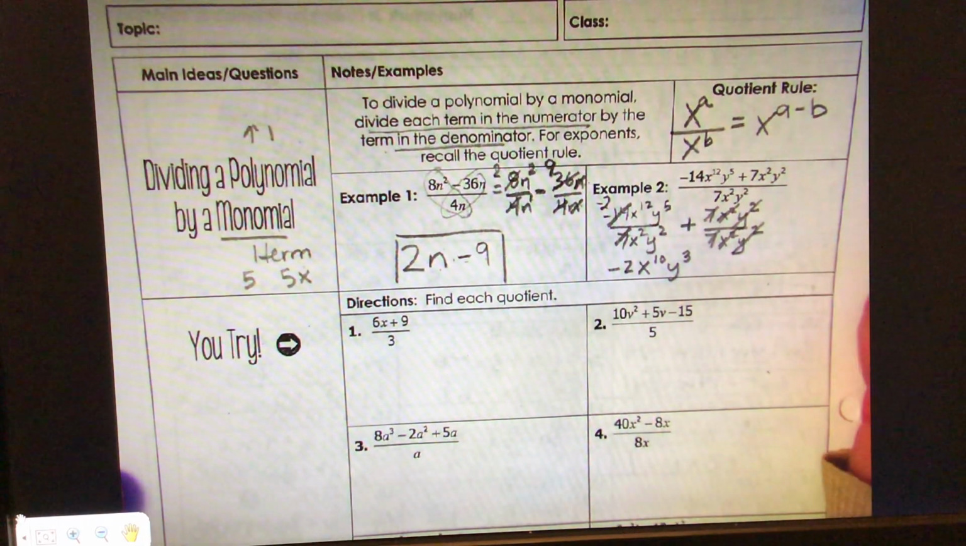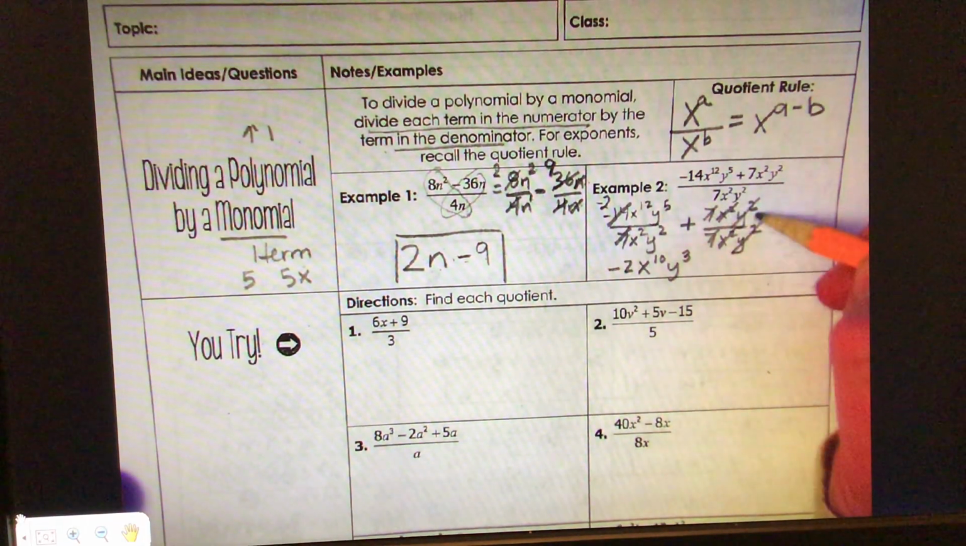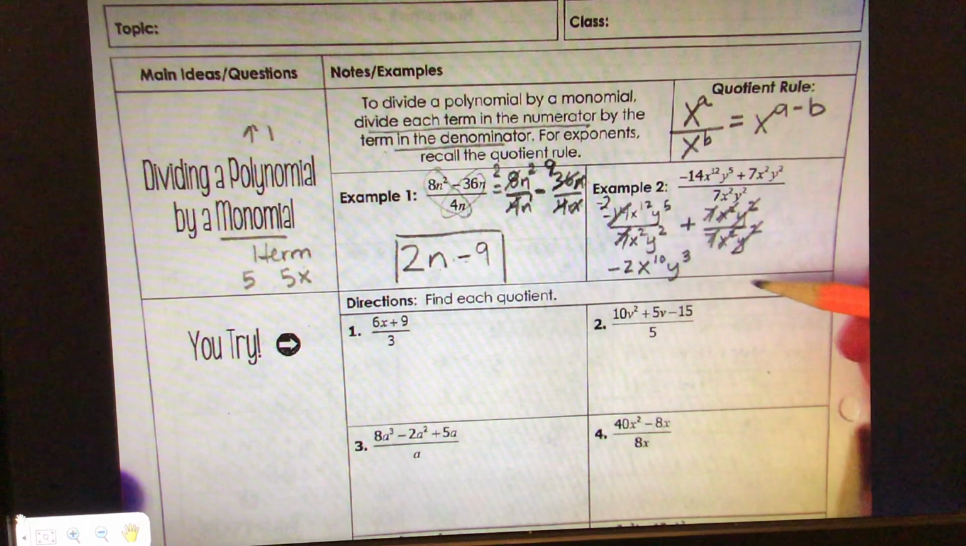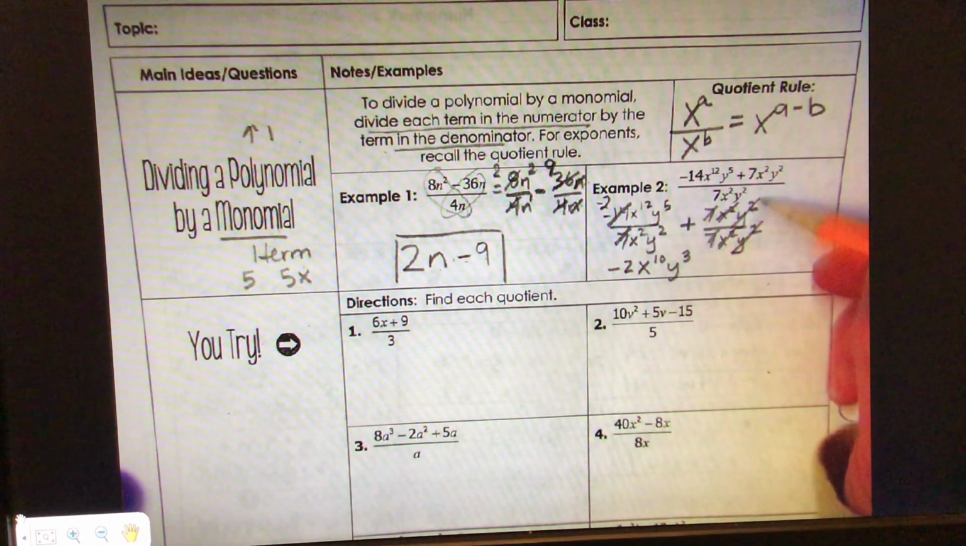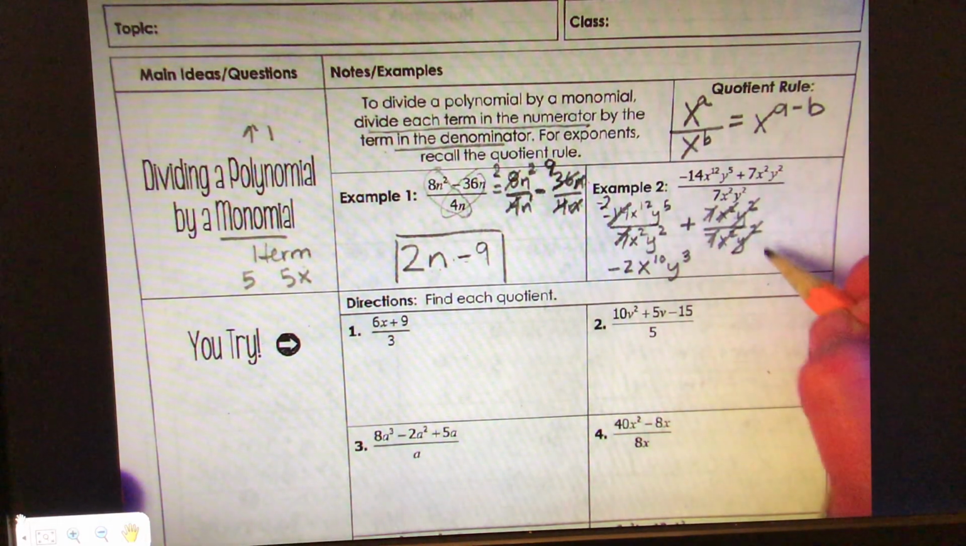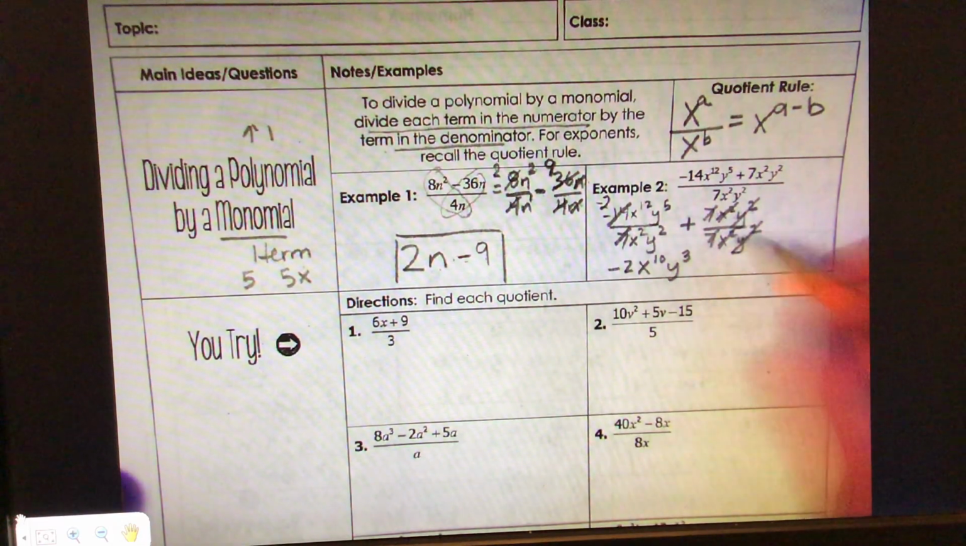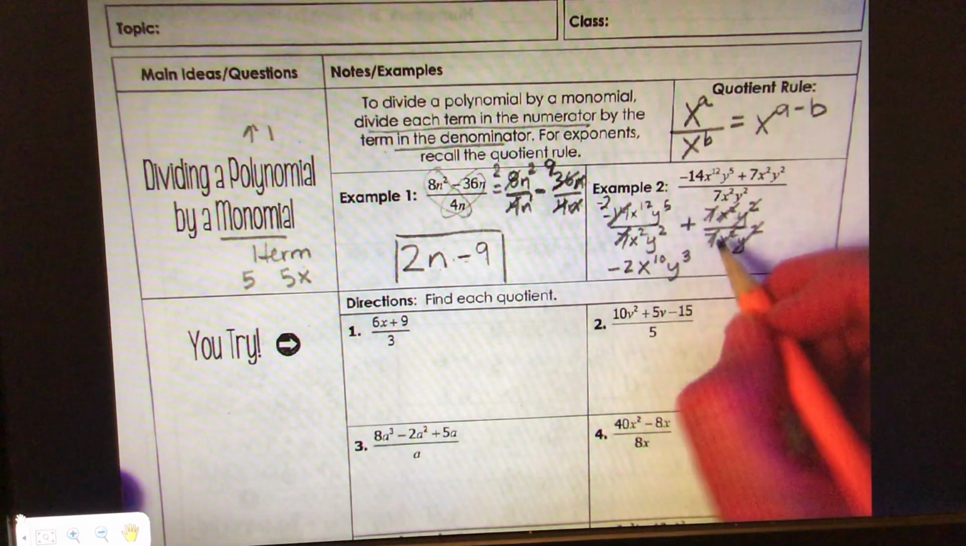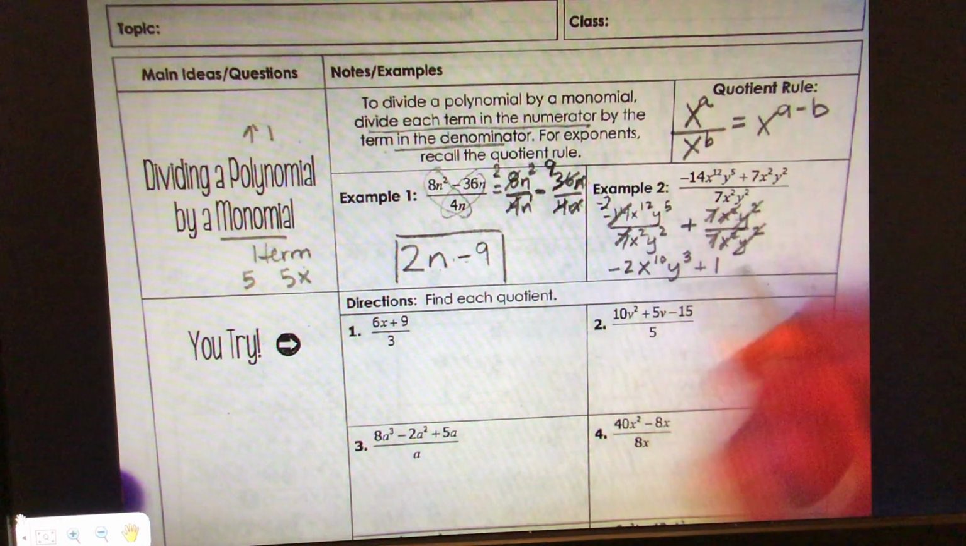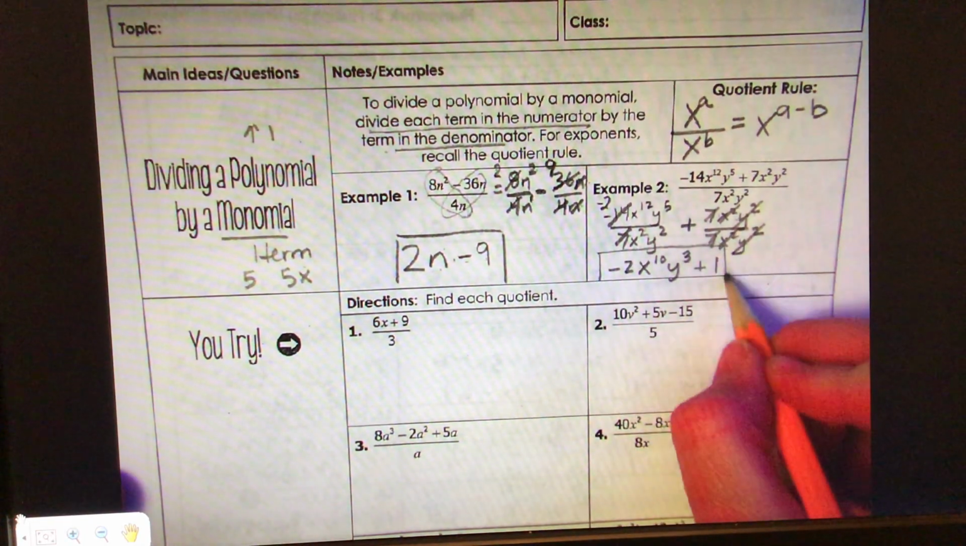Now, is this my final answer? Because we just said that these cancel each other out. Is this the final answer? Well, it's actually not, because this is not 0. Anything over itself becomes 1. So that whole thing is 1. Okay?